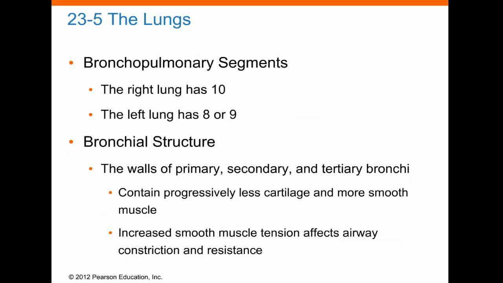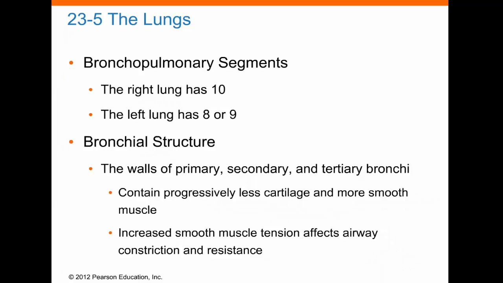So the bronchopulmonary segment, each lung has a number of segments. The right lung has 10, and the left, again, remember it's a little bit smaller, has 8 or 9. The walls of the primary, secondary and tertiary bronchi contain progressively less and less cartilage and more smooth muscle. Remember, the cartilage holds the diameter of the bronchial open.